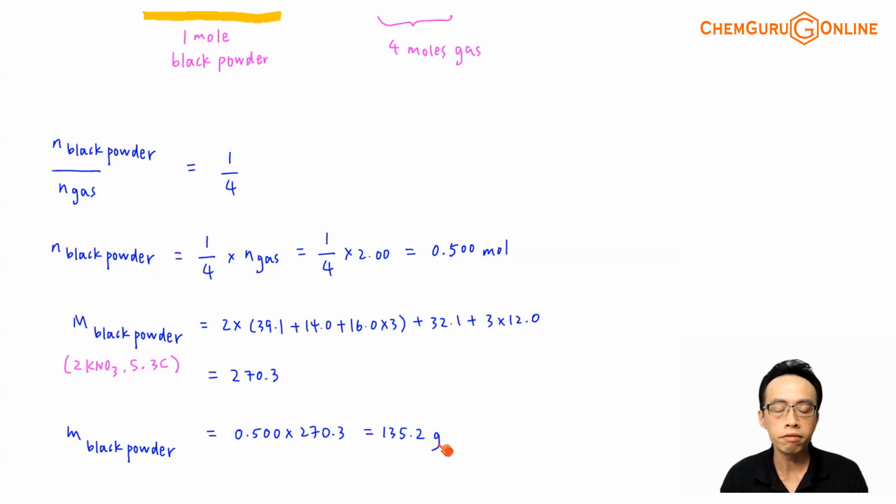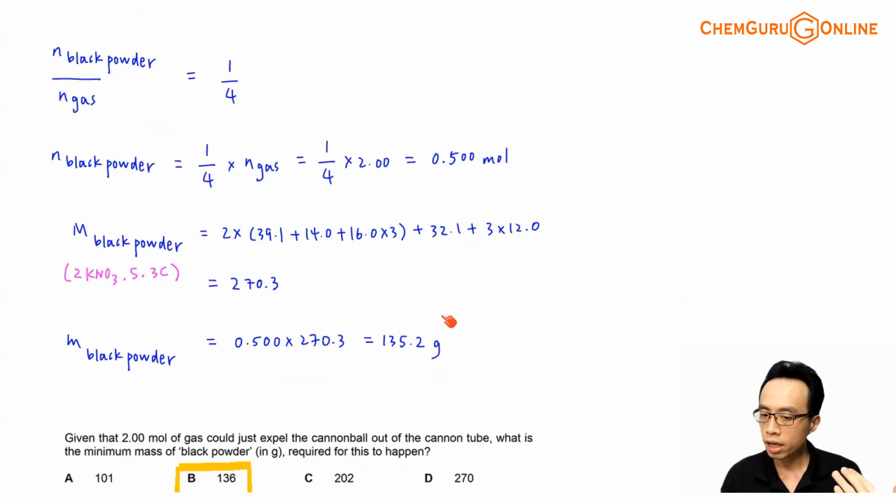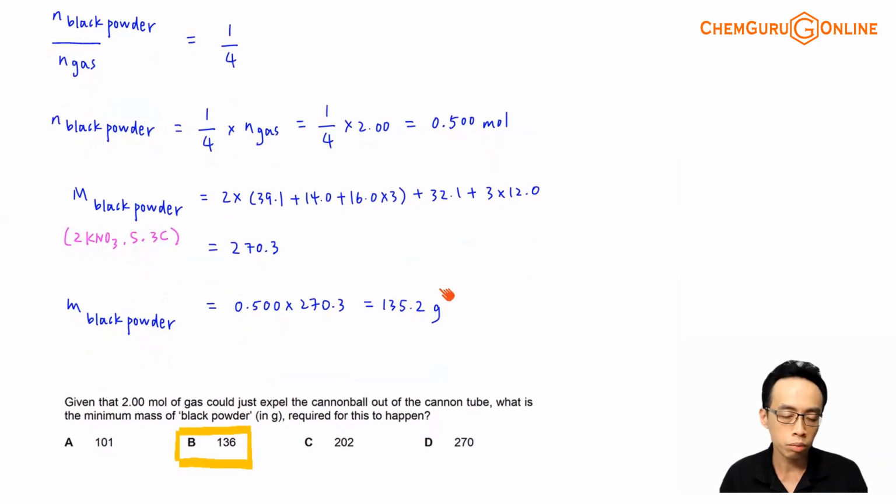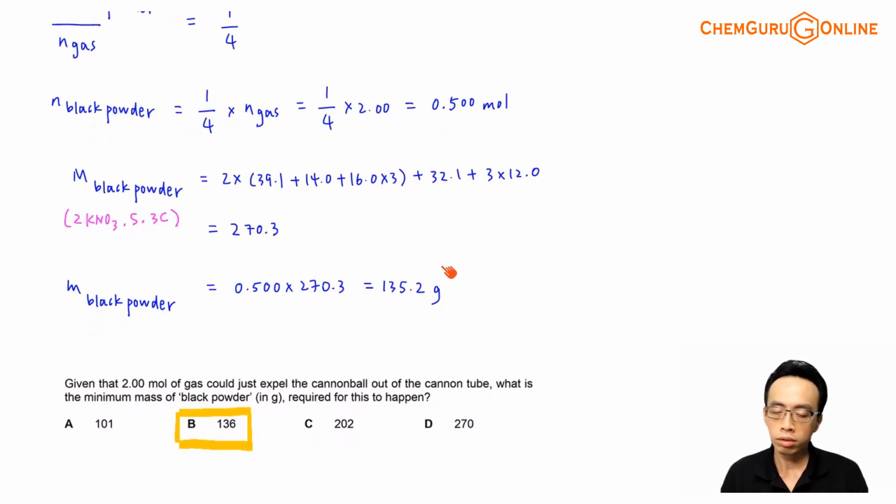Actually, I will get back the same value, 135.2 gram. Of course, again, if we look back at the options A, B, C, D, the closest answer will still be B, because we are effectively calculating the same mass of black powder. So for this exercise, the answer to this question will be B, 136.